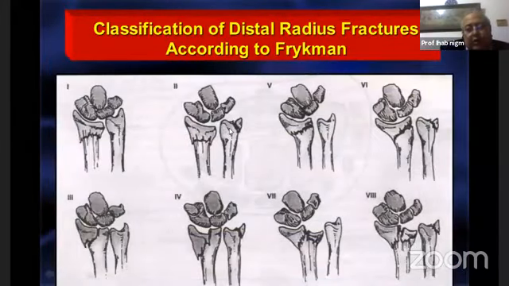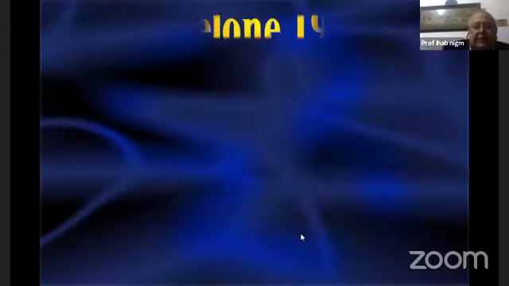1 and 2 are extra-articular, 3 and 4 are intra-articular, involving the radiocarpal joint. 5 and 6 are intra-articular, involving the inferior radioulnar joint. 7 and 8 are intra-articular, involving both the radiocarpal and the inferior radioulnar joints.